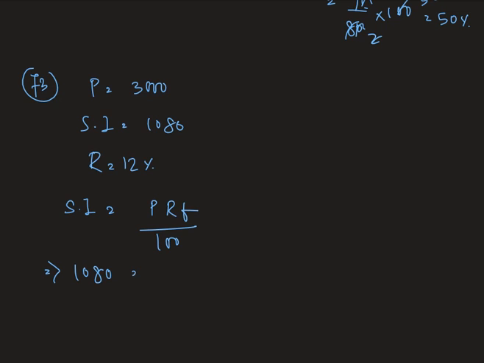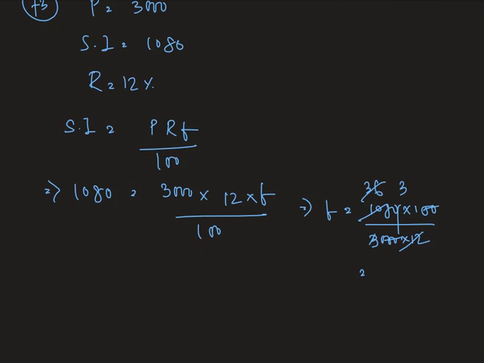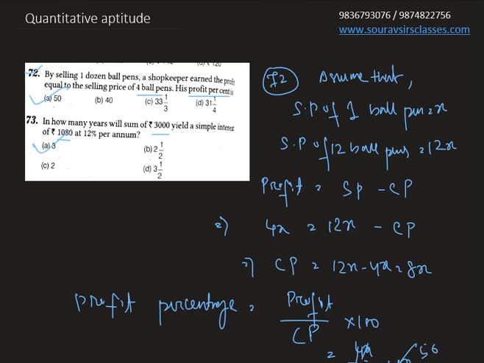Therefore, we get 1080 is equal to 3000 into 12 into T divided by 100. So from this we get the value of T, which is 1080 into 100 divided by 3000 into 12. Therefore, our required time is 3 years. Hence option A is the correct answer. So we have successfully solved two questions.